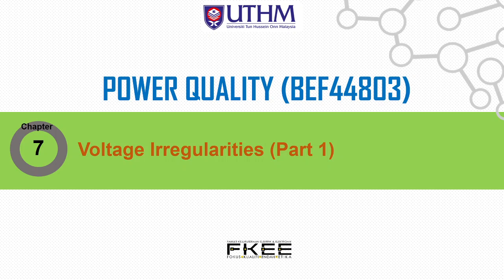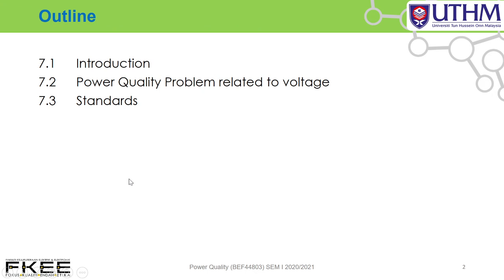Okay, dalam video kali ini kita akan discuss berkenaan dengan chapter 7 dalam kursus power quality, which is voltage irregularities, part 1. Okay, this is the outline of this chapter. First of all, we'll discuss about the introduction, what is power quality. Next, we will discuss about power quality problems that are related to the voltage, and then we'll discuss about standards.